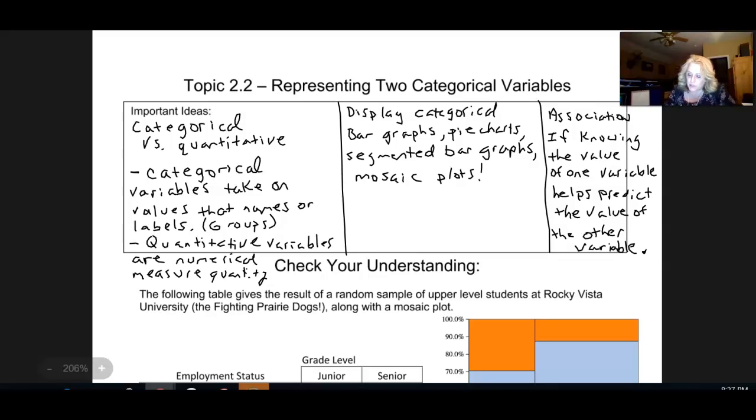Okay, and the mosaic plot here is just a modified segmented bar graph, right? So mosaic plot is just a modified segmented bar graph. Okay, and it takes into account the actual counts or the number in each grouping. Okay, so hopefully that gets you going, and you can check your understanding now with this next little problem.